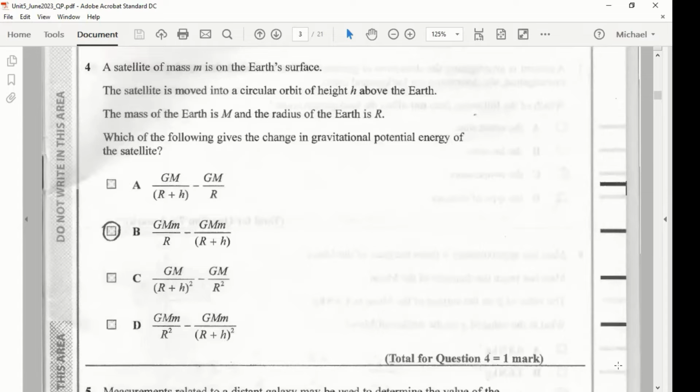What else could it be? It's not asking you for gravitational potential. It wants gravitational potential energy, so you're going to be multiplying by little m. So, yep, I think it's B. Moving on.